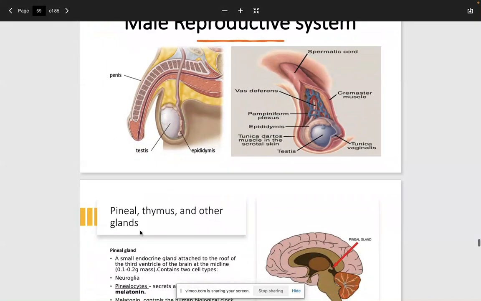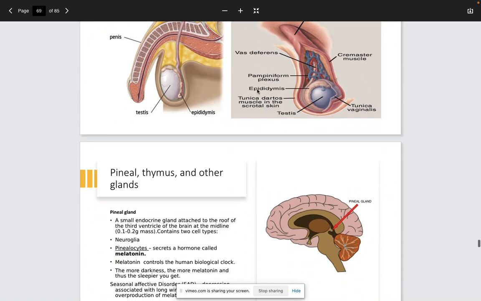Moving on to, again, we'll come back to male and female reproductive. Just want to give you guys a brief overview. It's not going to be important for this lecture's purposes.